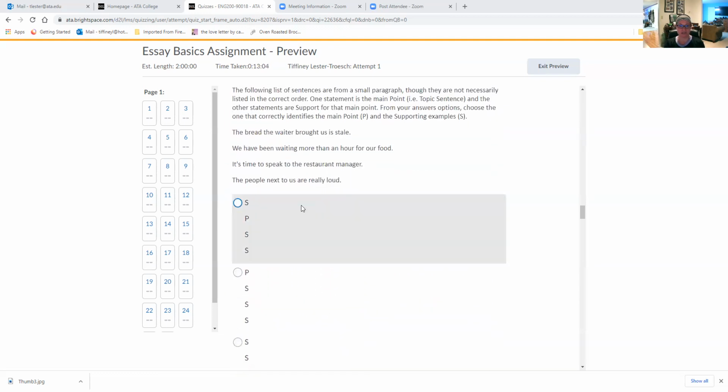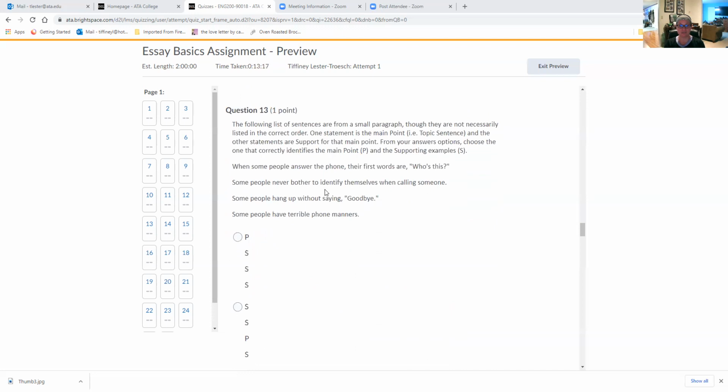Question 12 is exactly the same, except we have 4 sentences now. But again, figure out which one is the main point. All the rest are supports. Same thing with question 13, 4 sentences. Which one is the main point? The other 3 are the support. Then find the answer that matches up to what you think the order is.